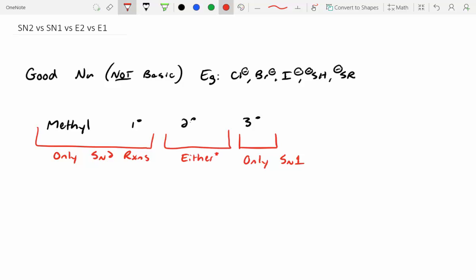However, I'm going to do a little asterisk down here. And what can we do to favor SN2 over SN1 with the secondary electrophile? Yeah, change the solvent, right? So if we really, really want to destabilize that nucleophile and push it into an SN2 reaction, we want to use a different solvent. What solvent might work well? DMSO, something polar aprotic.